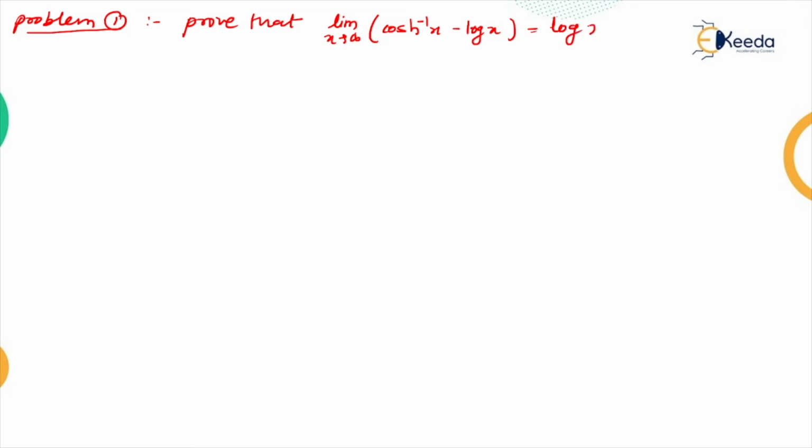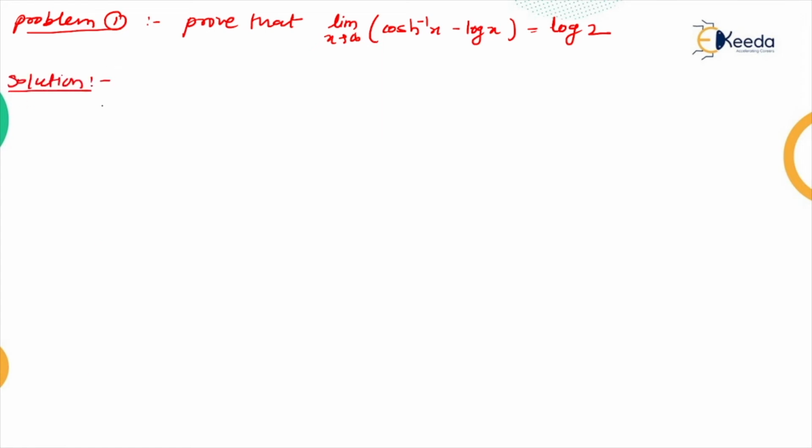Problem one on type number 4. Prove that the limit as x tends to infinity of cos hyperbolic inverse x minus log x equals log 2. Now this is your question and you have to solve this. Now let me start the solution.